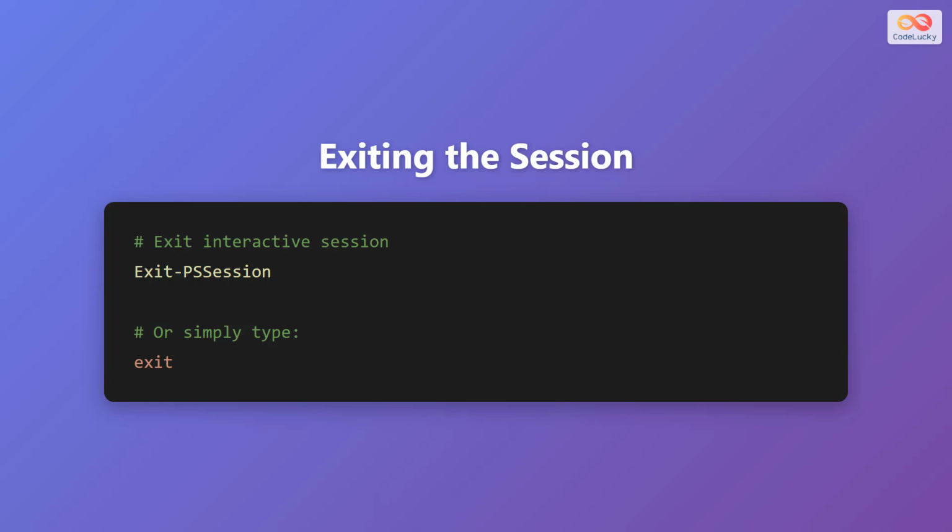When you finish working on the remote machine, you need to properly close the session. You can do this in two ways. First, you can use the Exit-PSSession cmdlet, which cleanly terminates the remote connection and returns you to your local PowerShell prompt. Alternatively, you can simply type exit, which accomplishes the same thing. Either method ensures the remote session is closed properly and frees up resources on both the local and remote computers.